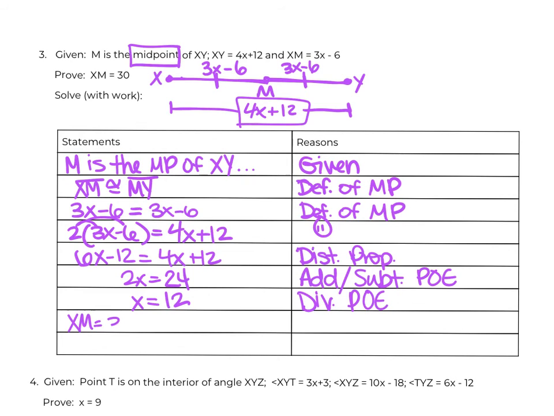So XM equals 3 times parentheses 12, minus 6. If I plug in, well, what property do I plug in with, though? Substitution. Yeah. Okay, and I'm going to simplify. 3 times 12 is 36 minus 6. Does that equal 30? Yeah. So XM does equal 30. I just simplified to get that.